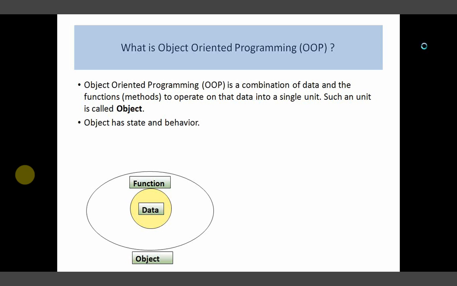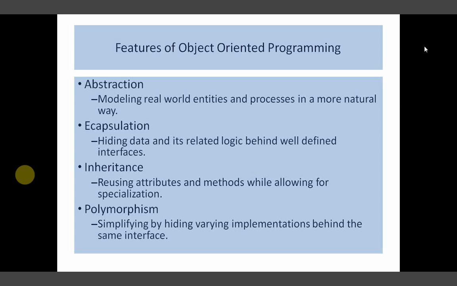So that's about object-oriented programming. In a generalized way, the features of object-oriented programming are, as we know, abstraction, encapsulation, inheritance, polymorphism. Abstraction. So what are we trying to abstract? We are trying to abstract the data. We are trying to abstract the behavior.